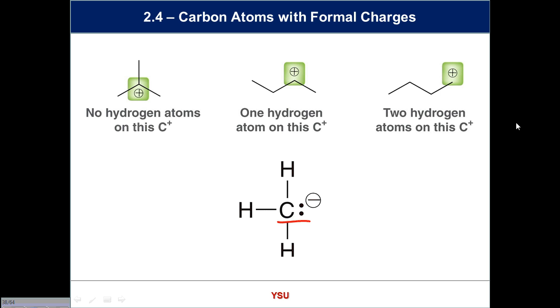How many electrons are around that central carbon? 8. Where do they come from? 3 single bonds, that's 6, plus the lone pair. This is carbon with a lone pair. A little bit different.